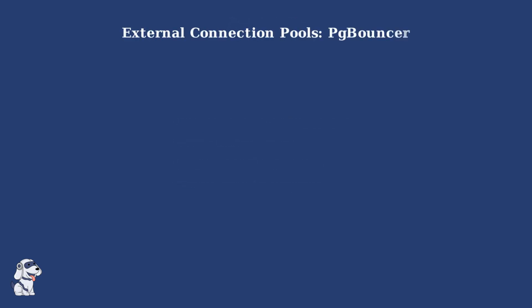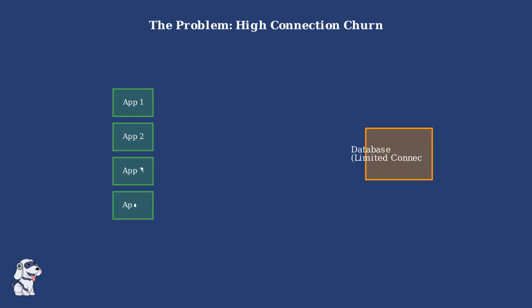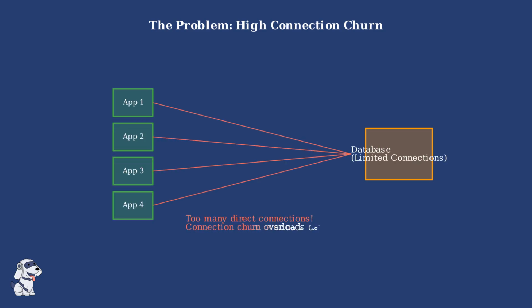When internal connection pools aren't enough to handle your database load, it's time to consider external connection pooling. This is where tools like pgbouncer become essential for managing database connections efficiently. Let's first understand the problem. When you have high connection churn, meaning connections are frequently created and destroyed, or when multiple applications need to share database connections, internal pools may not be sufficient.